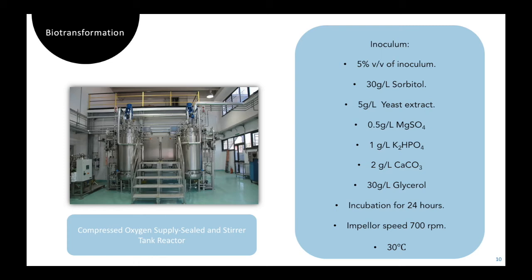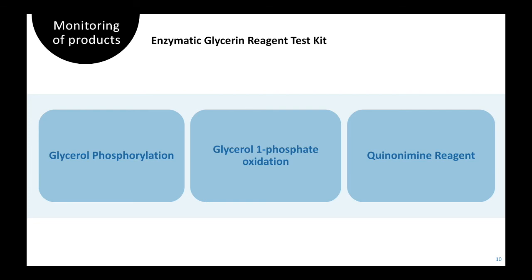Fermentation is most effective when a compressed oxygen supply is used and a stirred tank reactor is utilised, as oxygen is the terminal electron acceptor in the fermentation process, which allows for the production of DHA. Crucially, glycerol and DHA concentrations must be monitored within culture medium for the duration of the fermentation process.